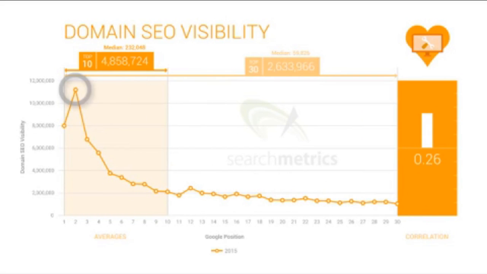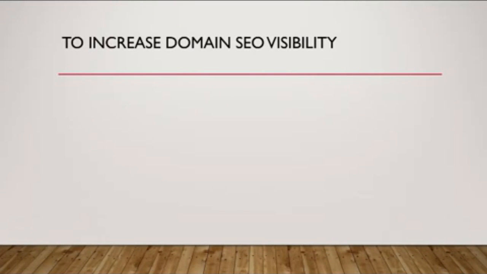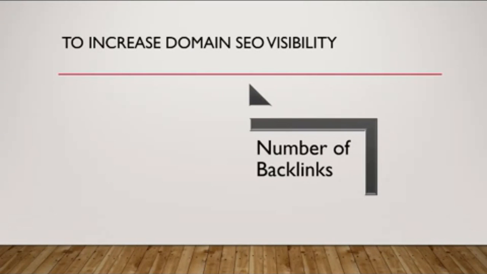Here the second search result has got a score of about 10 million, that's around 11 million actually, whereas the domain SEO visibility score for the 30th search result is somewhere around 2 million. That's why if you want to buy a domain name, don't look for the keyword. Instead, choose a good brand name and develop that brand name so that people can search for the direct domain name in Google search. So, to increase domain SEO visibility, the domain should have two important things.